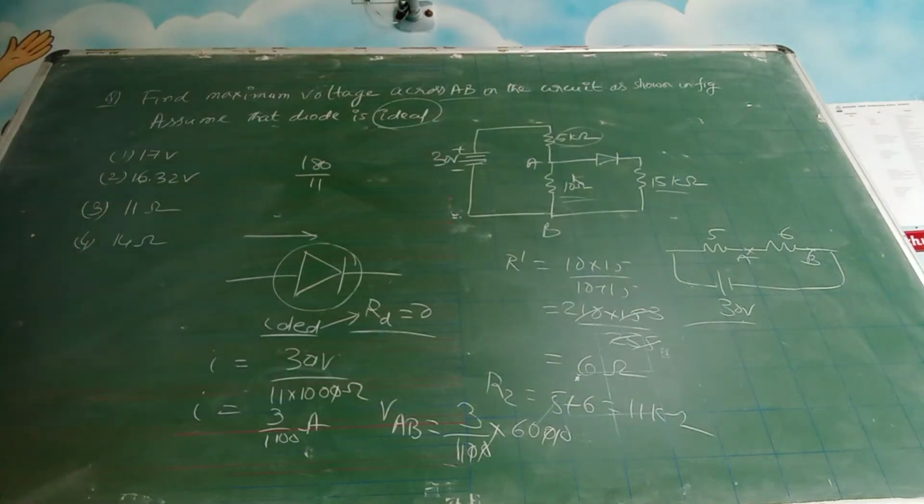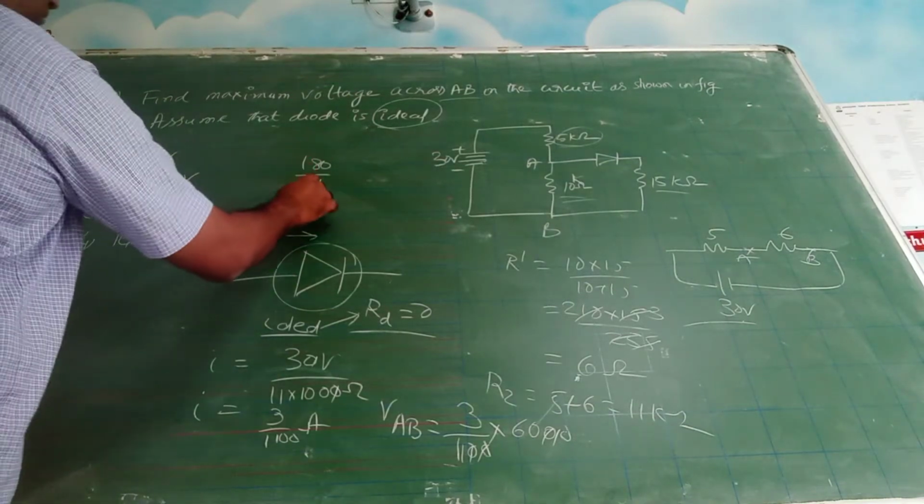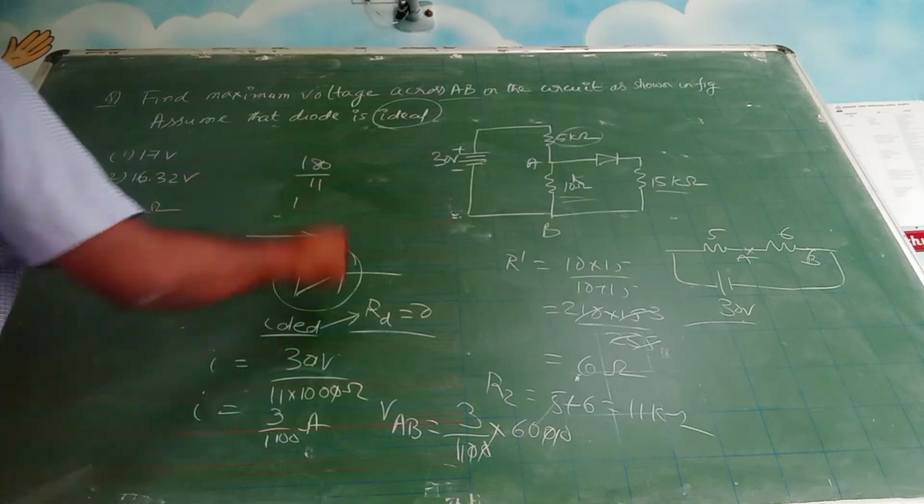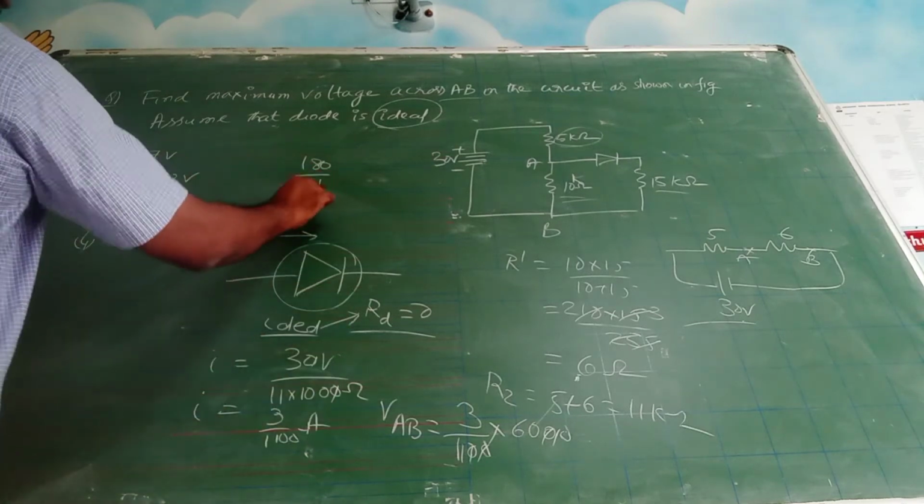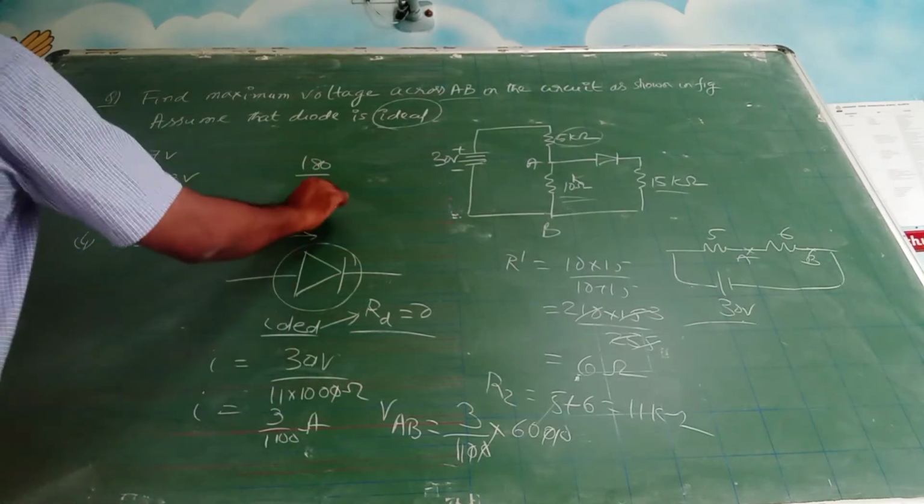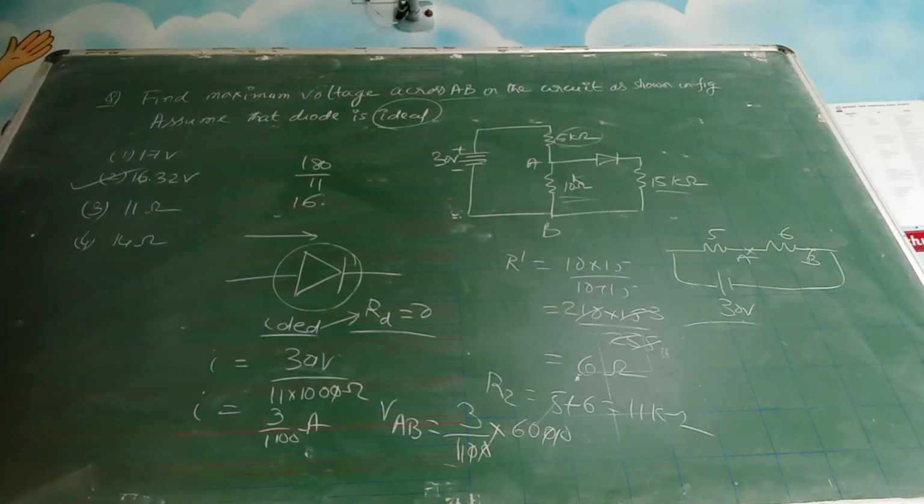Now look at the options. 11 ones are 11 and it is 70, so you are getting 16 point something. Option 2 is the right answer. So this is how you have to do it.